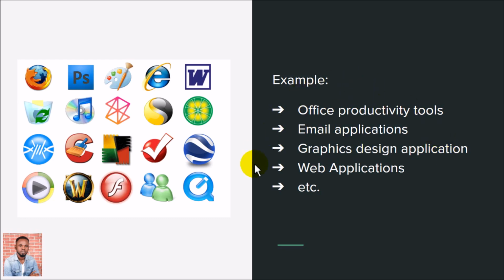So also we have email applications. There are different of them. This is a tool that is going to allow you to receive, send, and manage your emails. Like Gmail, we have Outlook, we have Yahoo, and all that. So these are also examples of application software.